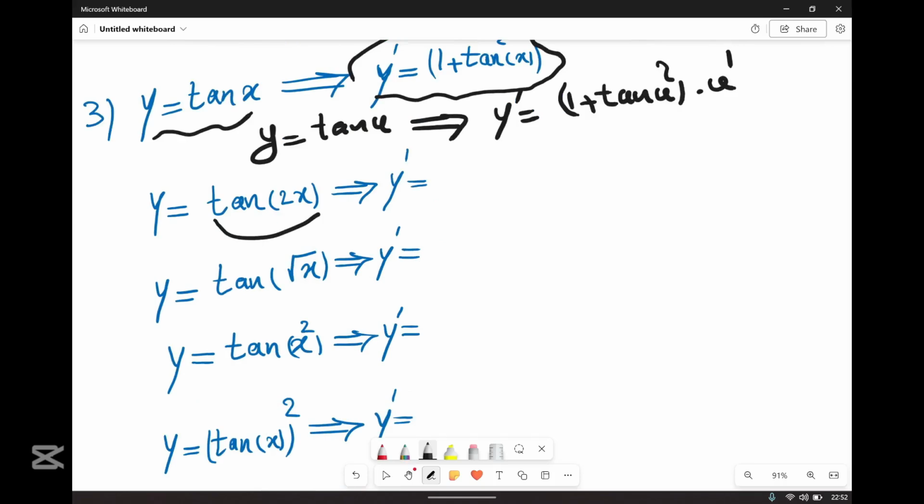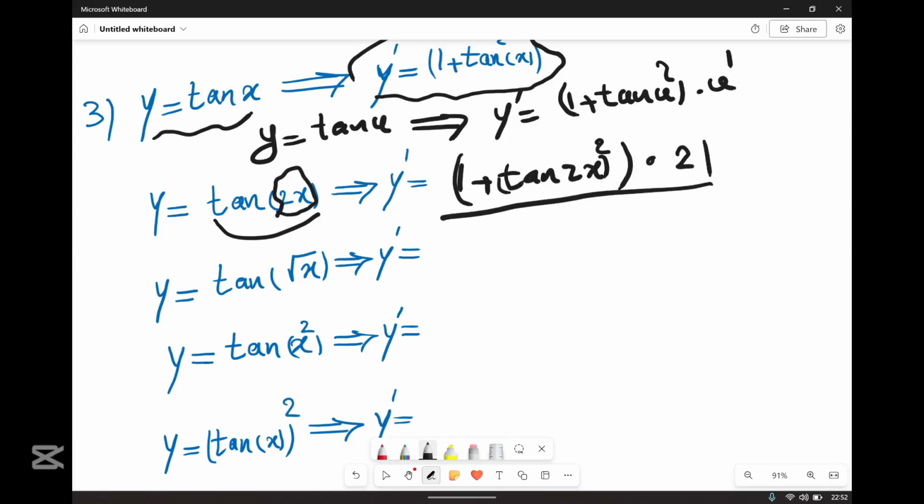What about this? It is 1 plus tangent of 2x, squared, in parentheses, multiplied by the derivative of the u part, which is 2. What about this, guys? Please pause it. It's simple, it's repetitive. You must calculate this. If you couldn't, I'm your friend. Come back to the video.